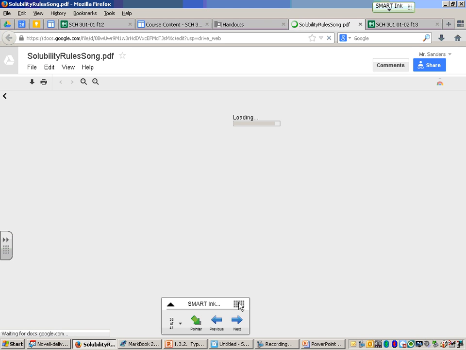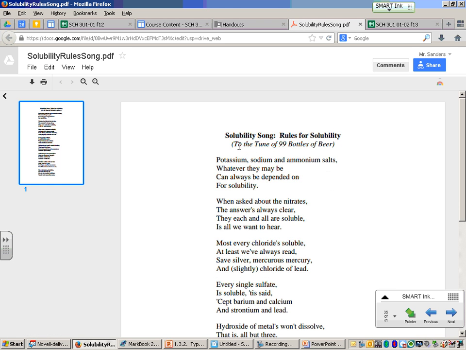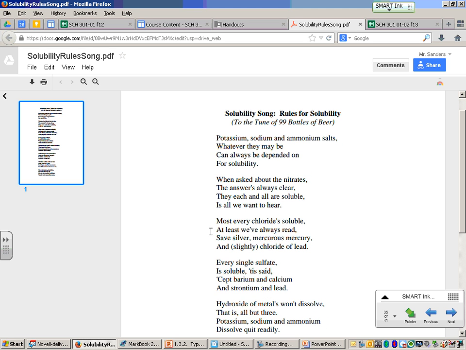So as you can see here, solubility rules song, sung to the tune of 99 Bottles of Beer. Really? Yep. Now, I'm not going to sing it. A video of me singing it, that would be entertaining. But I do like it. It does kind of do things.